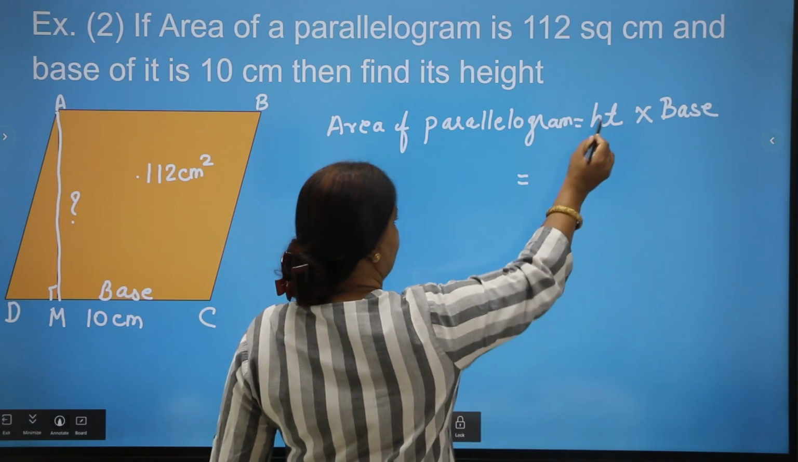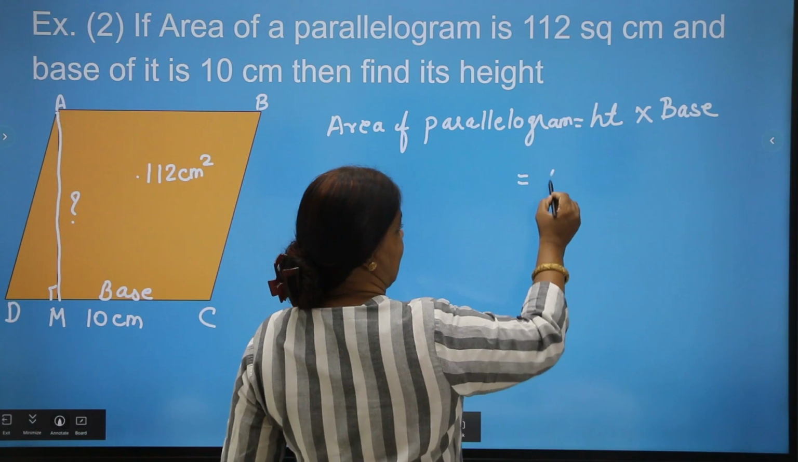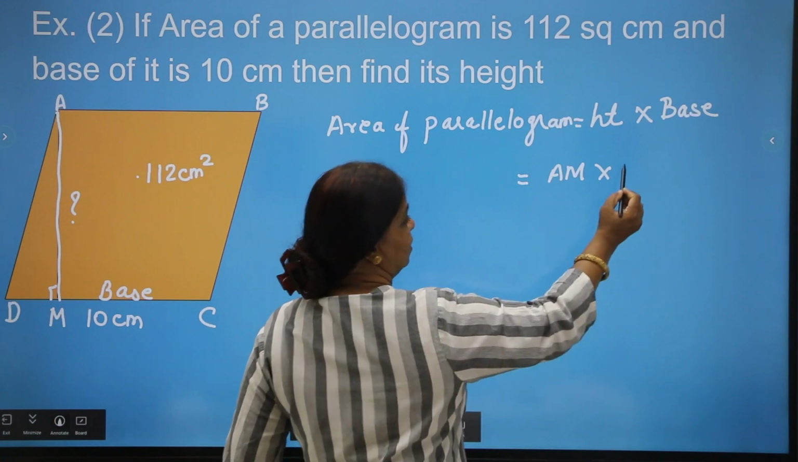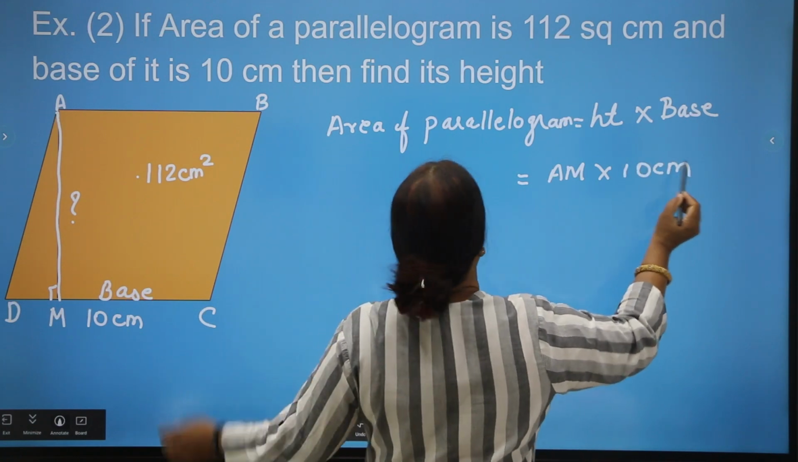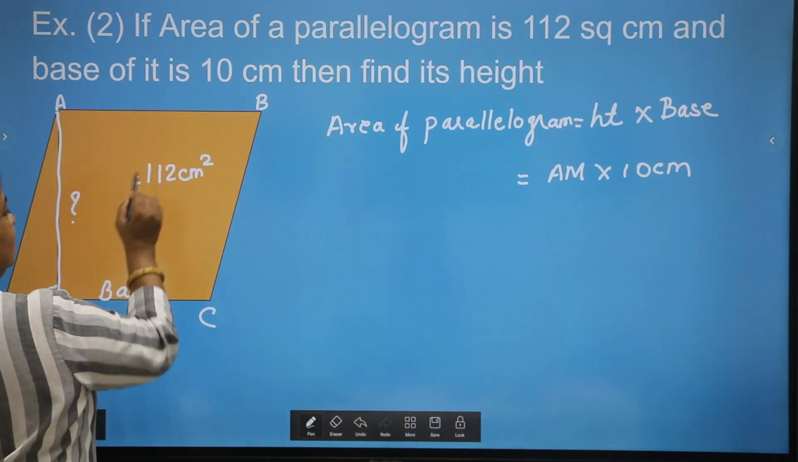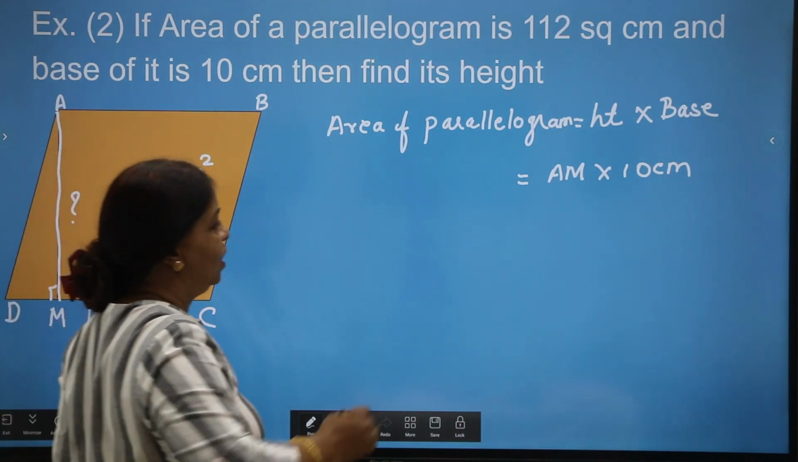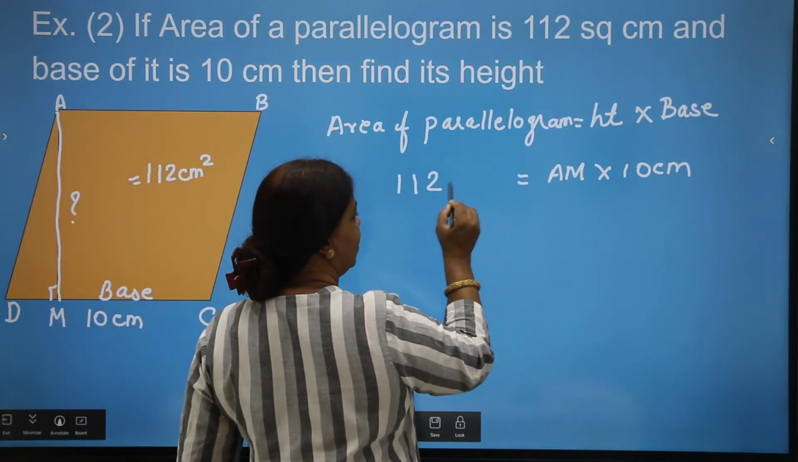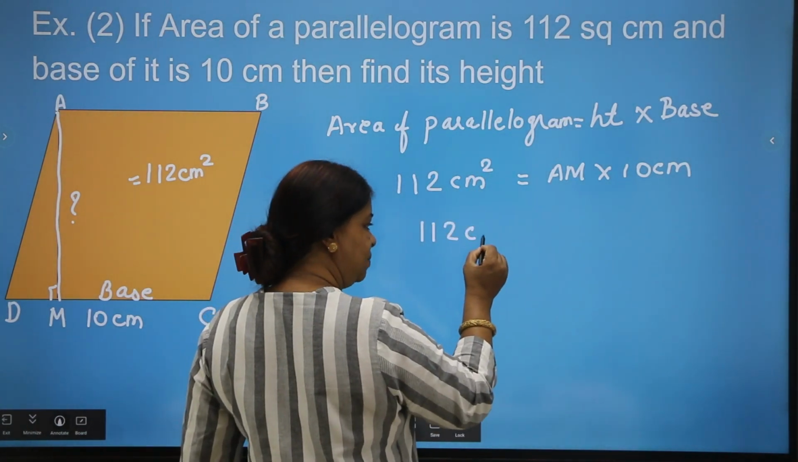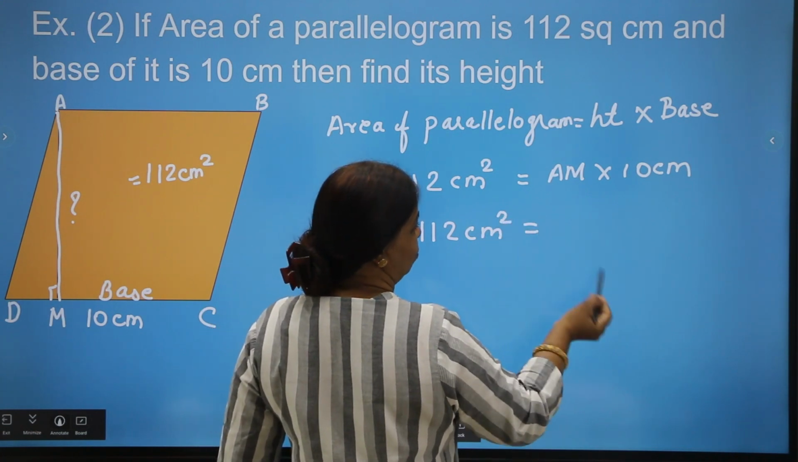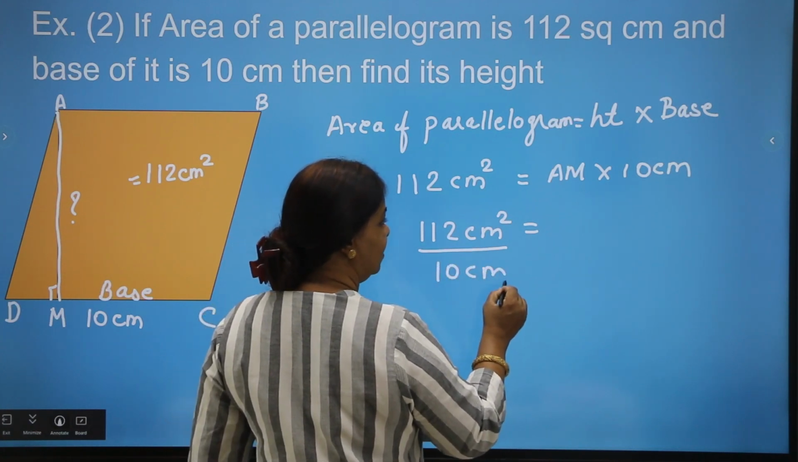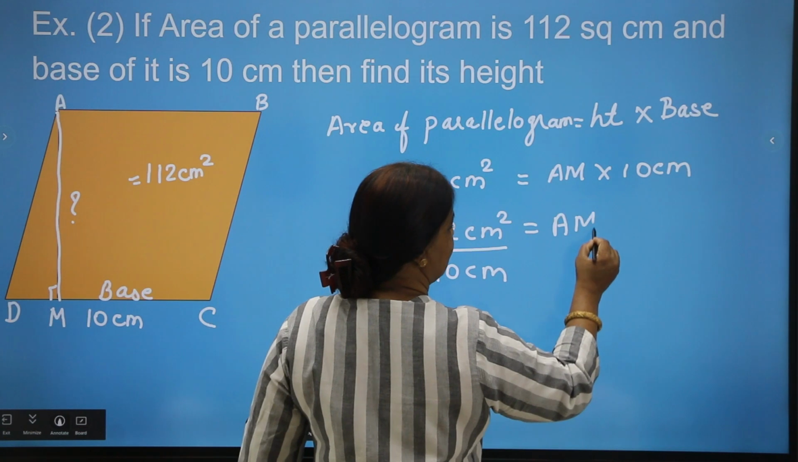Okay. What is the height? We need to find out. AM, it is not given, into base. Base is how much? 10 centimeter. And area of parallelogram is given 112. Children, it is given how much? 112. So let me write here 112 centimeter square. So 112 centimeter square is equal to AM into 10 centimeter. AM is nothing but height.